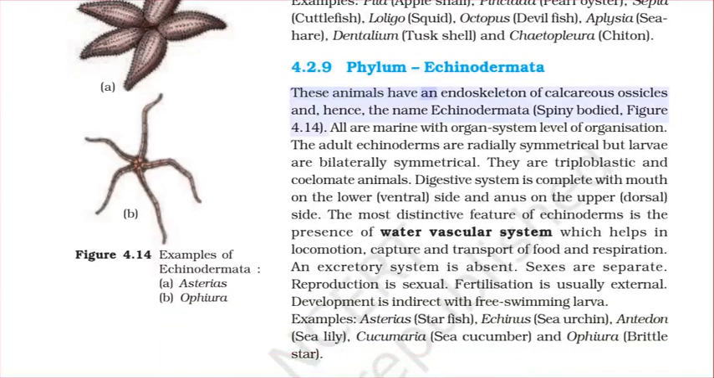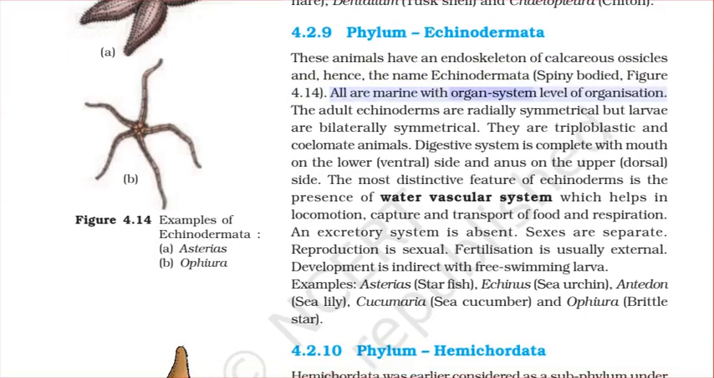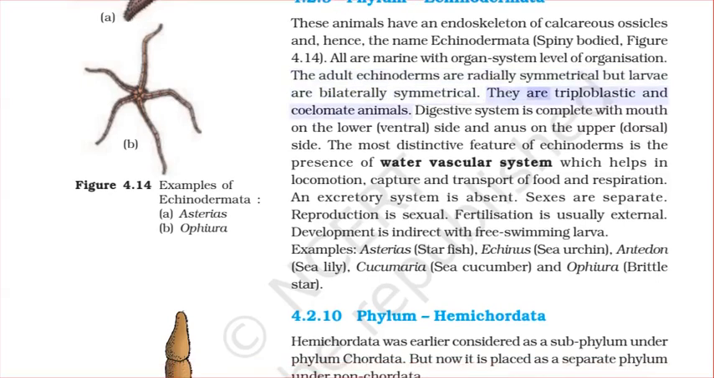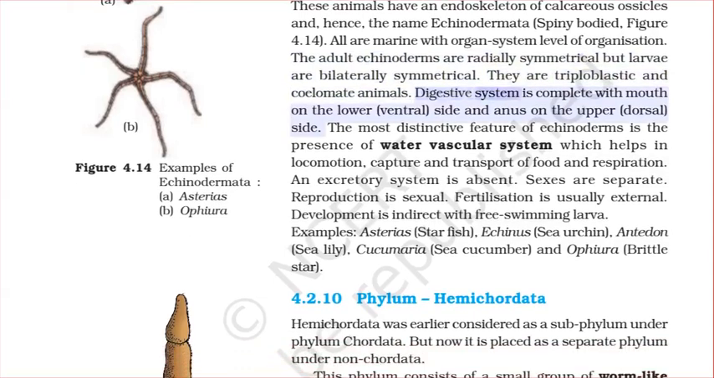4.2.9 Phylum Echinodermata. These animals have an endoskeleton of calcareous ossicles, and hence the name Echinodermata, spiny-bodied, figure 4.14. All are marine with organ system level of organization. The adult echinoderms are radially symmetrical, but larvae are bilaterally symmetrical. They are triploblastic and coelomate animals. Digestive system is complete with mouth on the lower ventral side and anus on the upper dorsal side.